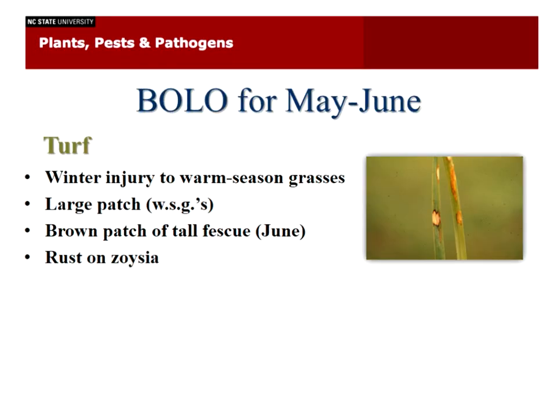And I asked Lee Butler what folks should be looking for in terms of turf diseases coming up. Since the warm season grasses are getting a slow start, we may start to see injury from the winter months in places that were shaded or north-facing on the warm season grasses. Large patch disease caused by Rhizoctonia solani on the warm season grasses, and of course brown patch on tall fescue also caused by Rhizoctonia solani, but that's going to be as the weather starts warming up in June, and that's one where if folks are inclined to use fungicides, the time will be coming in late May, I believe he told me, for using those fungicides to prevent the brown patch epidemics.